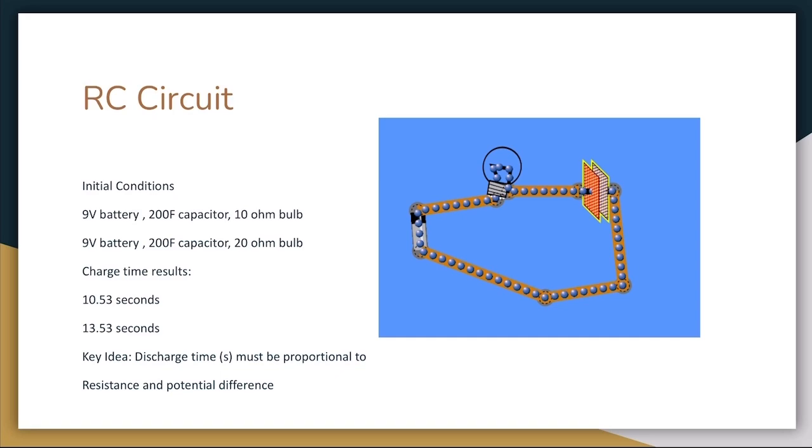The key idea here is that our discharge times must be proportional to the resistance and potential difference.